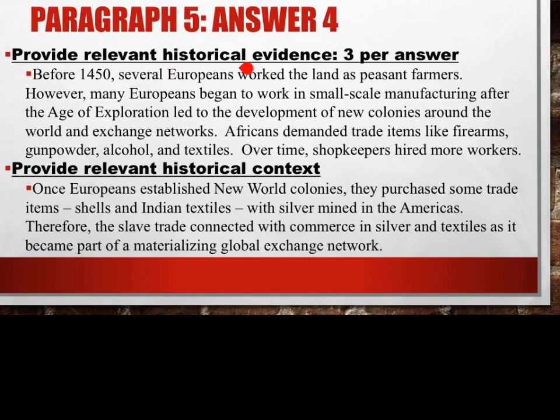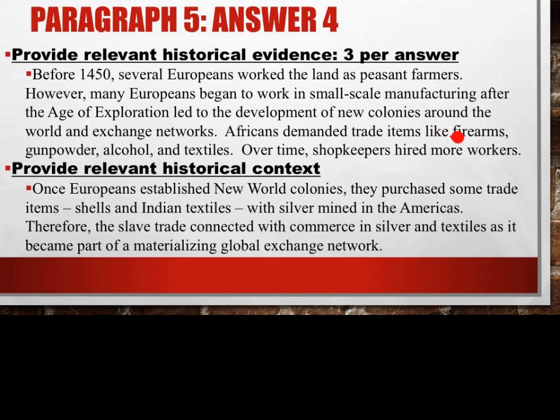Right? Before 1450, this is what they did. However, they began to work in this way, manufacturing, because of the age of exploration and the development of new colonies around the world and the creation of new exchange networks. So there's how this labor system of agriculture changed to small-scale manufacturing. Some people couldn't continue and maintain peasant farming. Now, here's the rest of that.